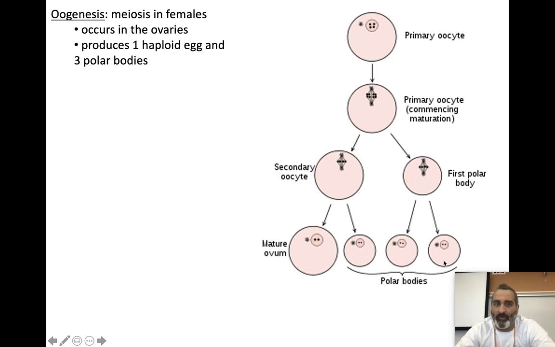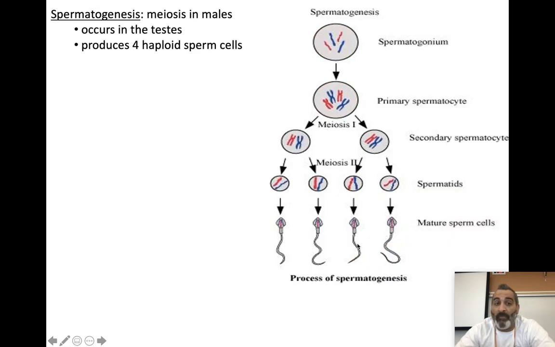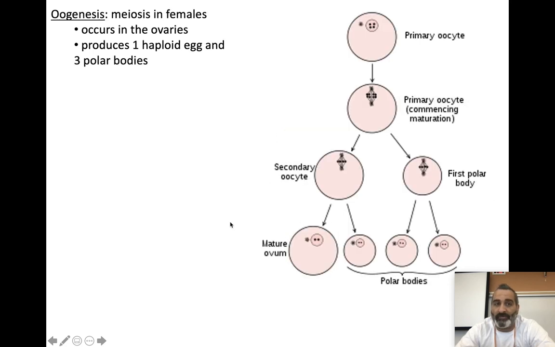broken down and reabsorbed. So in females, after meiosis, 1 egg forms and 3 polar bodies, whereas in males, 4 haploid sperm form. Okay, that's the big difference. And in females, it's called oogenesis.